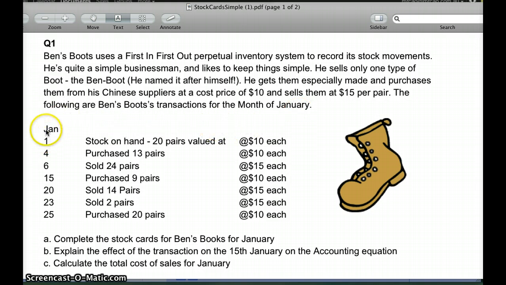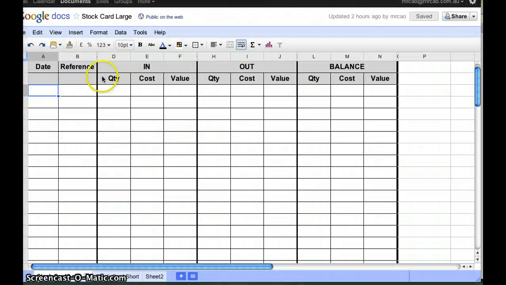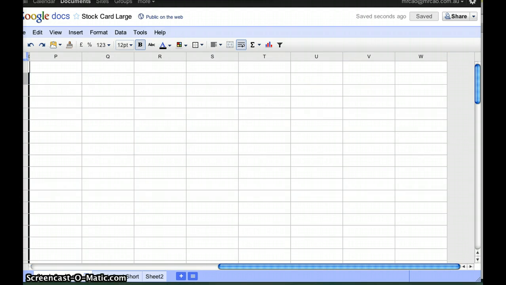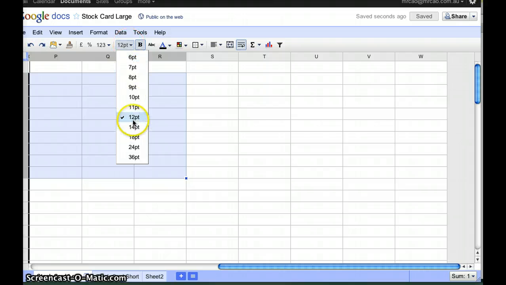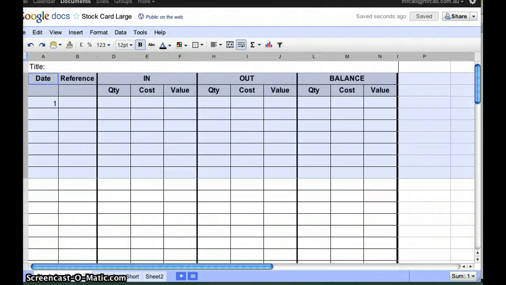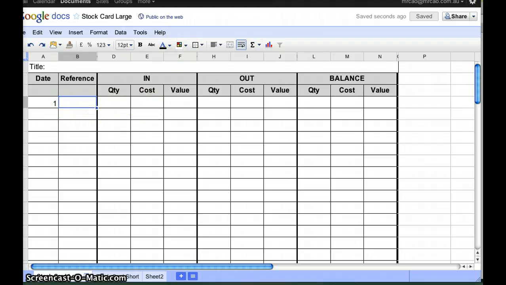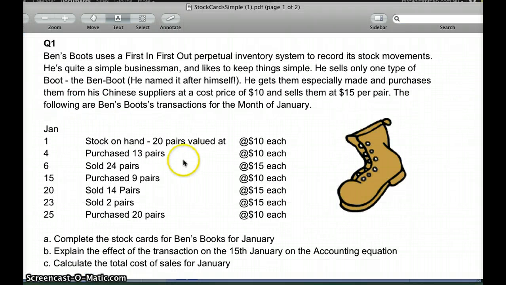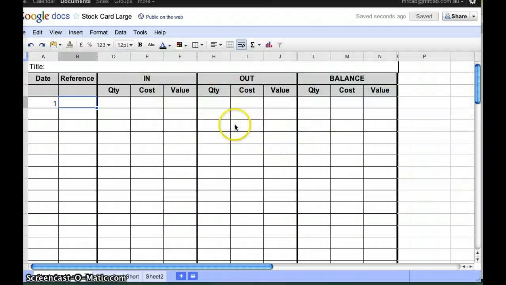So let's begin. On January the 1st, we see that we have stock on hand, sorry, 20 pairs of boots at $10 each. So we first want to write, today is the 1st of January. I'll make the font a little bit bigger, let's make it all 12. So we have 20 pairs at $10 each. In the reference we write opening balance.